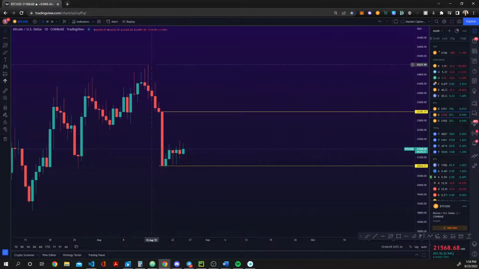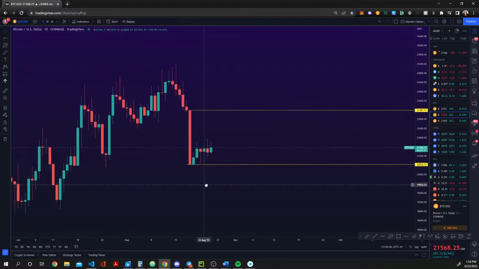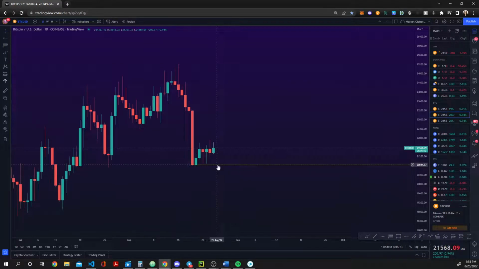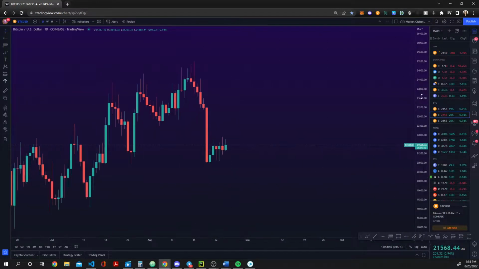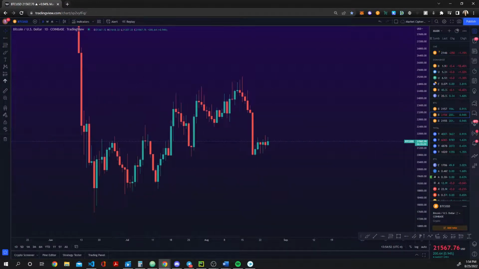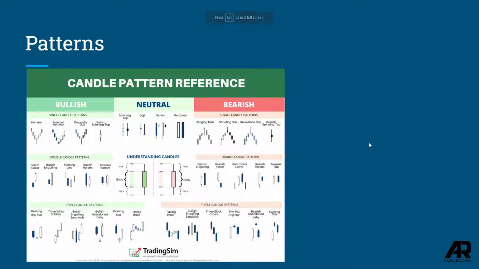And the wicks also, right? Each one of these is the high and low for each green and red candle. The wicks and bodies are going to be pretty important. But keep in mind, just because you see something on certain candles doesn't mean they're going to play out per se. All right, so we also have patterns.